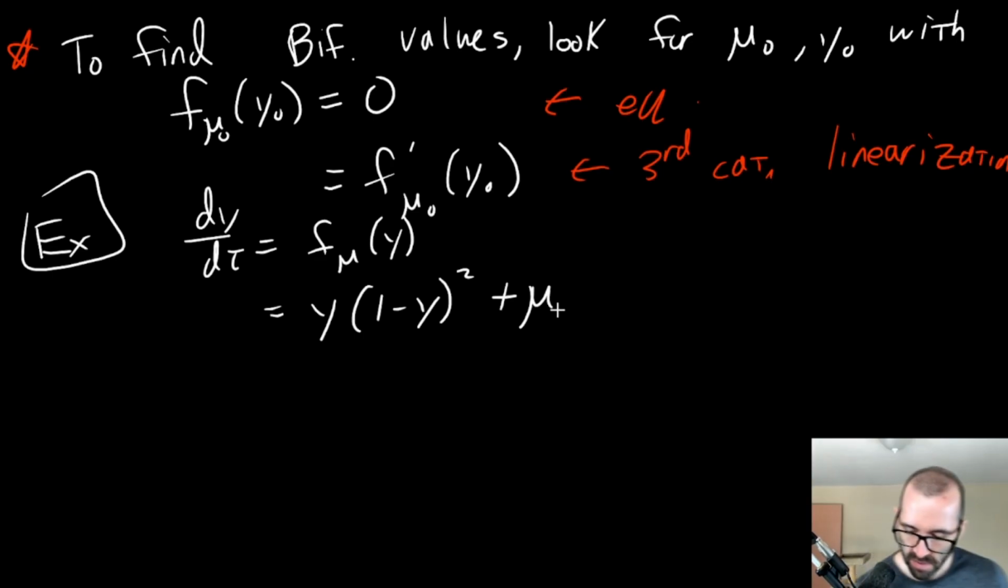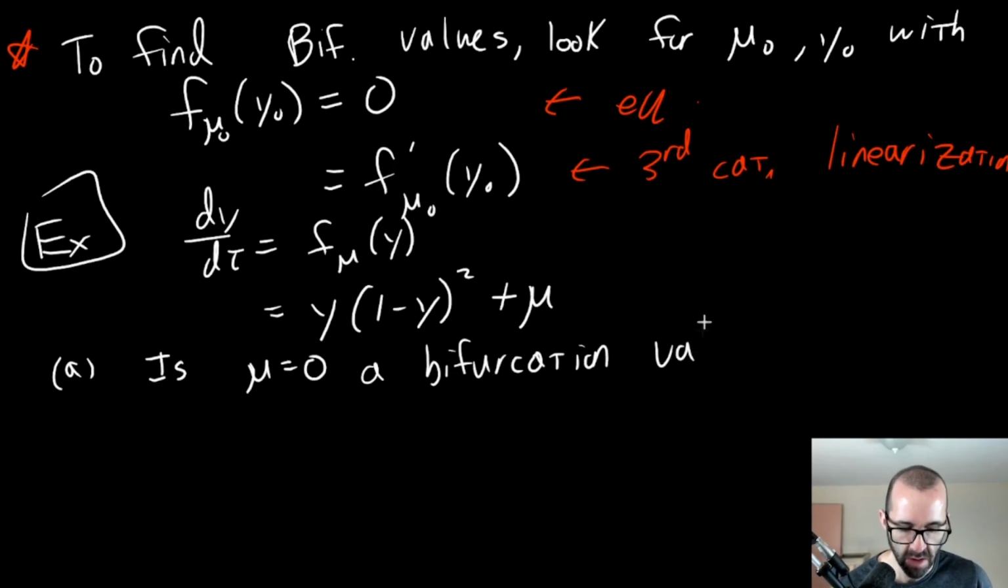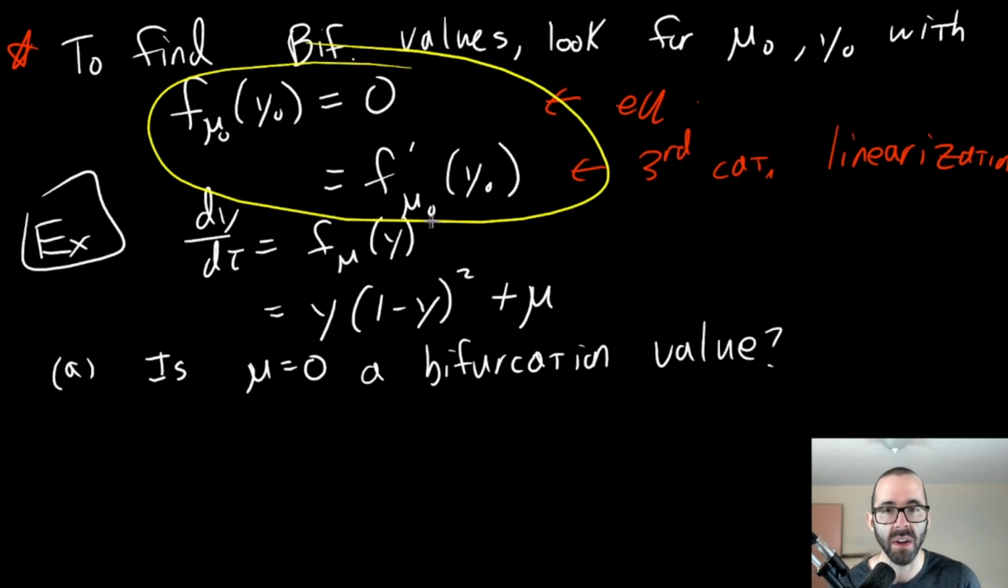Okay, so what I'm going to ask you first is: is mu equals 0 a bifurcation value? And the answer is, well, I don't know. Let's figure it out. Let's check the equilibria. Let's see if this is true. This is kind of what we need to look for to find bifurcation values. And we'll go from there.